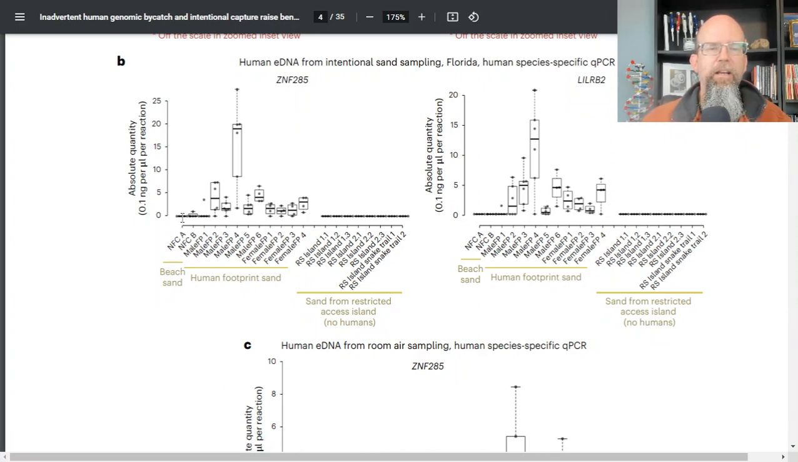And we have beach sand, very little. We have human footprint sand, right? So they took sand where there are human footprints and they tried to extract DNA from that, and they got some of that. And sand from a restricted access island, and there's no real detectable DNA there. Probably just a few, like I think they actually said there were a couple fragments found there, but they're not large enough to show up on this particular sample. This was in the actual volume of DNA found.